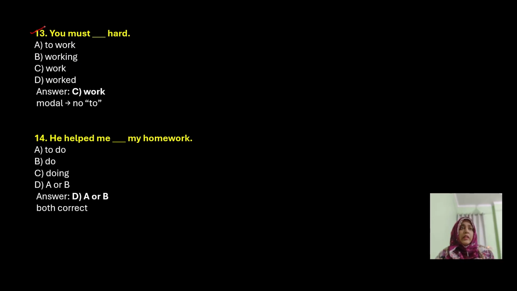Now coming to the 13th sentence: you must dash hard. Now what will come here? C is the right answer. You must work hard. Why is there no "to"? Because it is a modal, right? It is a modal verb in the sentence. Must is the modal verb. Might, must, could, should, can, all these are modal verbs.